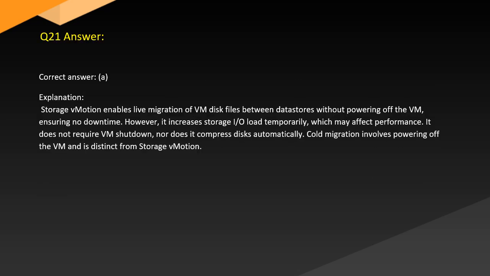Answer. Correct answer: A. Explanation. Storage vMotion enables live migration of VM disk files between datastores without powering off the VM, ensuring no downtime. However, it increases storage load temporarily, which may affect performance. It does not require VM shutdown, nor does it compress disks automatically. Cold migration involves powering off the VM and is distinct from Storage vMotion.